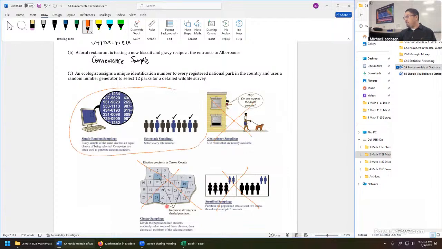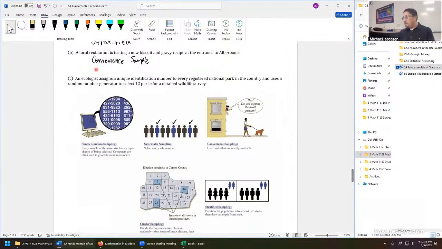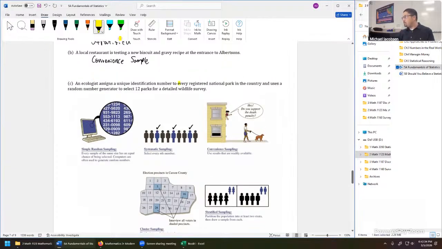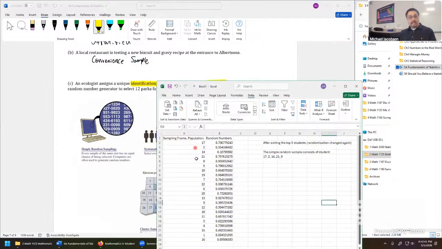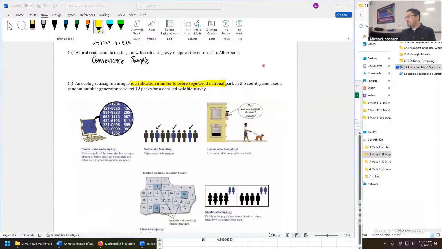Between the 2 here, what does it feel like? A systematic sample, or does it feel like a simple random sample? Yeah, I agree with both Amy and Zach. This one is absolutely a simple random sample. The telltale sign about that is they built a sampling frame right here. When it said every registered national park was given an identification number, that wasn't too different from what we did right here. We gave an identification number to every student in the class. So this is building a sampling frame.